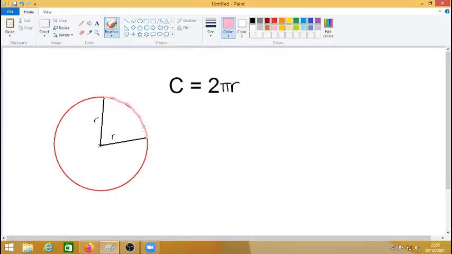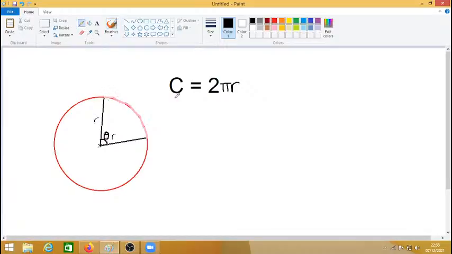How did we make that arc? We took a piece from the circle. How big was the piece? Well, let's mark the angle as theta. So we've got an angle here of theta degrees. And we want to know how long is that arc?